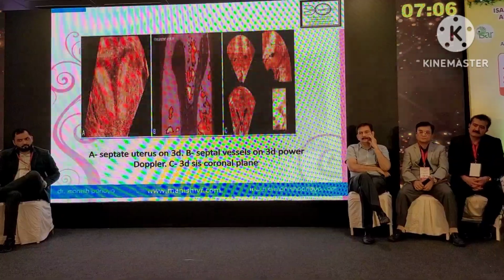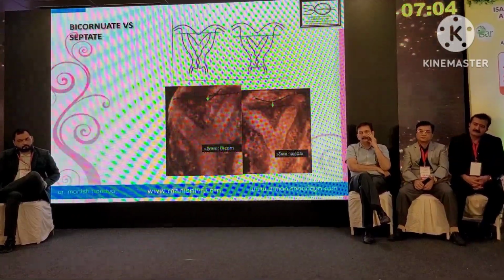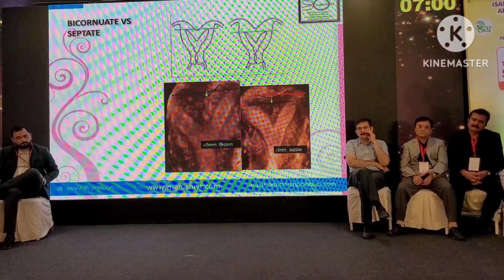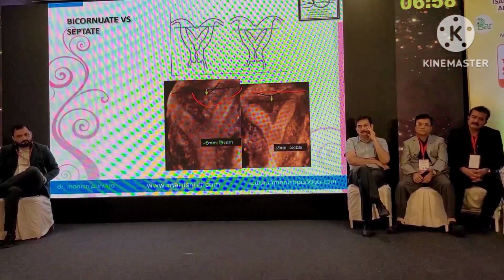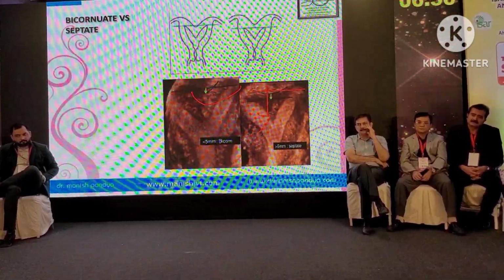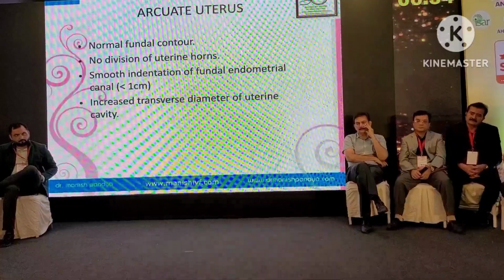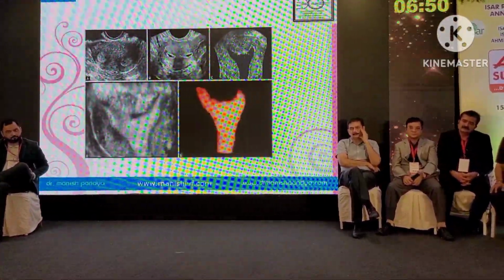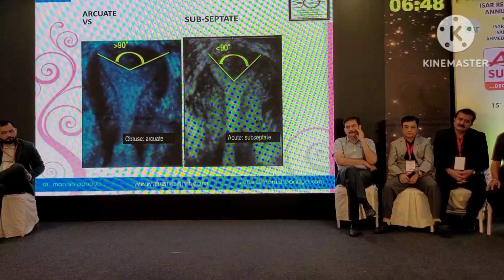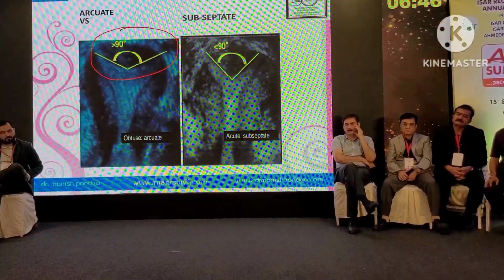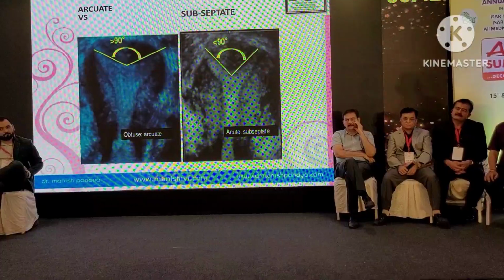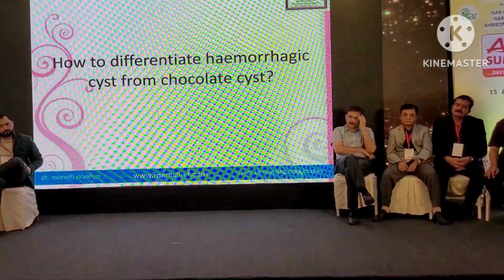Then you have to see the angle. On B scan you can see there is a very good angle. This is a septate uterus and this is a bicornuate uterus. You can see the endometrial deepening is very good, so there is a clear-cut demarcation on ultrasound. With ultrasound you can differentiate arcuate, bicornuate, subseptate, different varieties of uterus. Arcuate has an angle more than 90, whereas subseptate has an angle less than 90. So this message should go into your system.